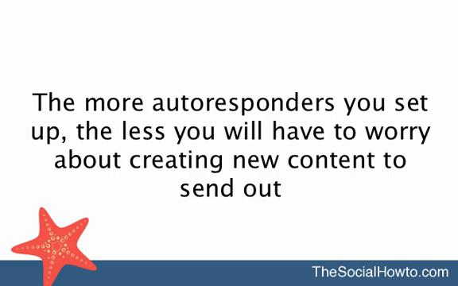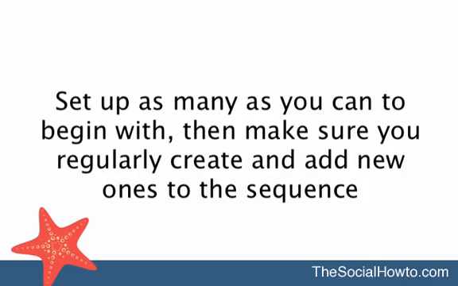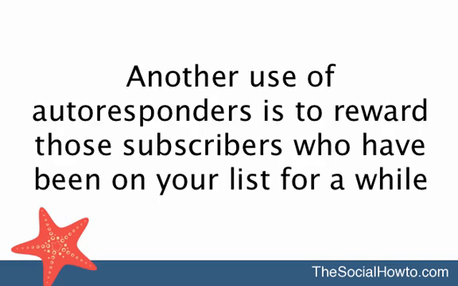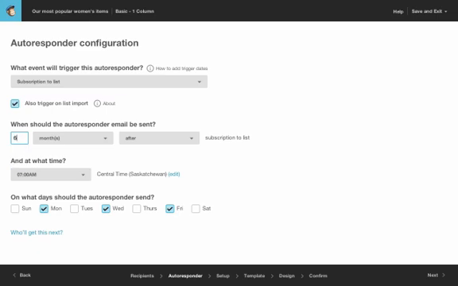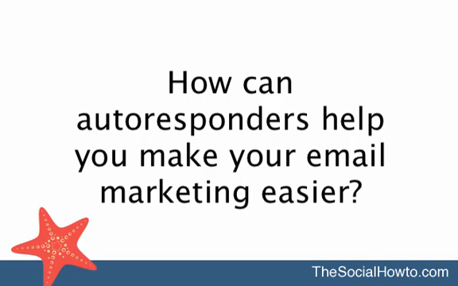The more autoresponders you set up for your list, the less work you will have to do to keep creating emails to send out. Set up as many as you can in advance before you start your list, and then make sure to regularly add more, or you will run out of emails to send to your subscribers. You can also use autoresponders to reward subscribers who have been on your list for a certain amount of time. For example, you can set up an autoresponder that goes out 6 months after a user subscribes, with a message saying, "Here's a coupon to thank you for being a subscriber for 6 months." Be creative and think of how you can use autoresponders to better connect with your audience.